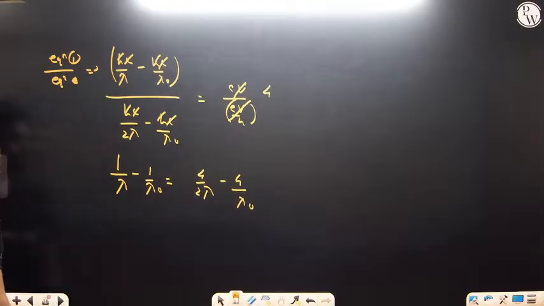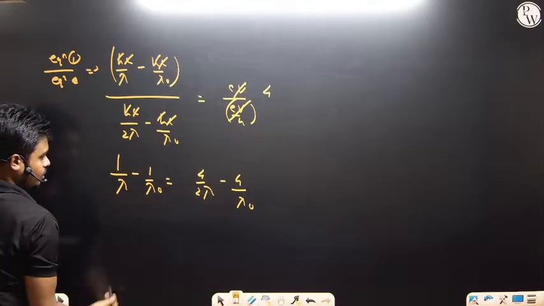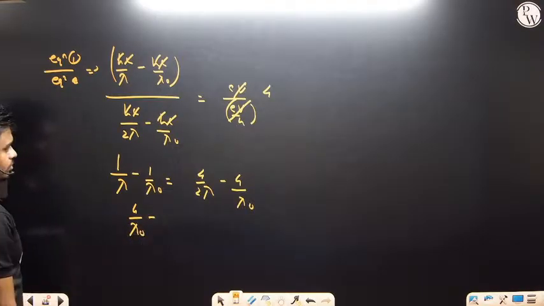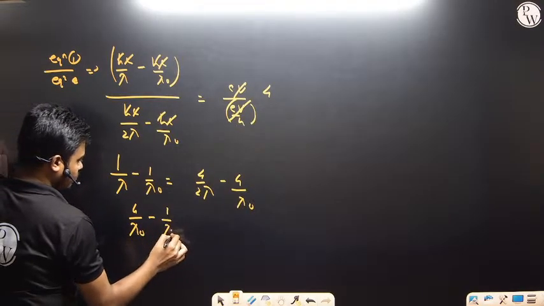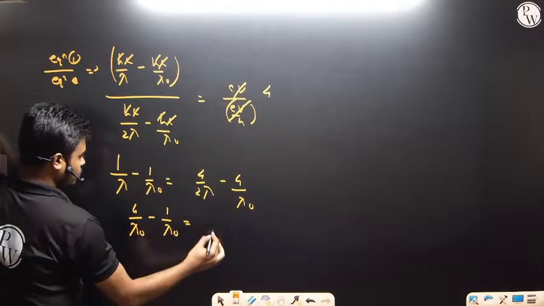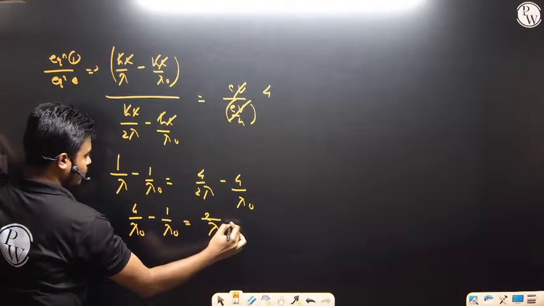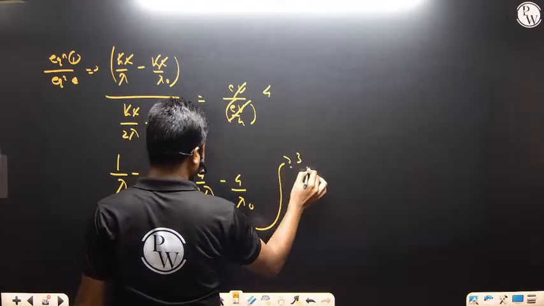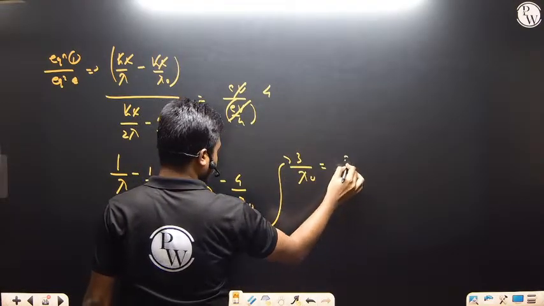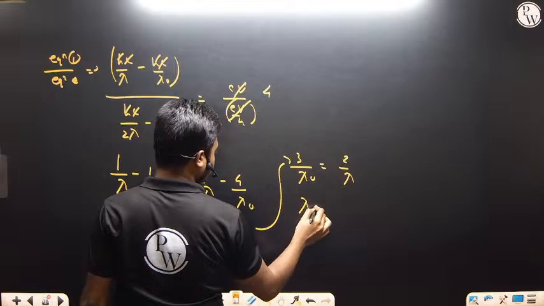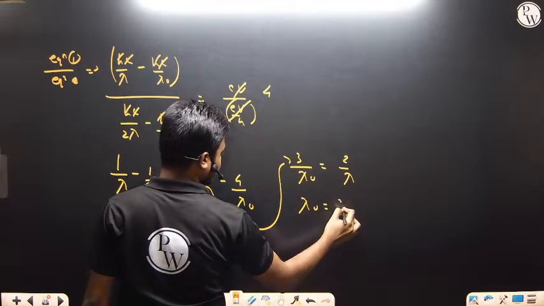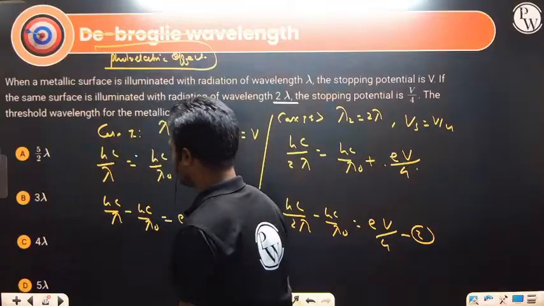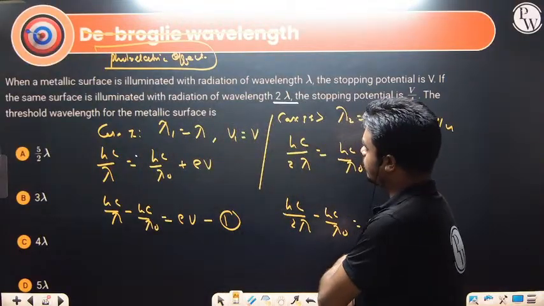Okay, so these terms come over here. We are getting 4 by lambda naught minus 1 by lambda naught equals, this goes to that side, 2 by lambda minus 1 by lambda. So we are getting 3 by lambda naught equals 2 by lambda. So what is lambda naught? Lambda naught we are getting here is 3 lambda by 2. Clear?